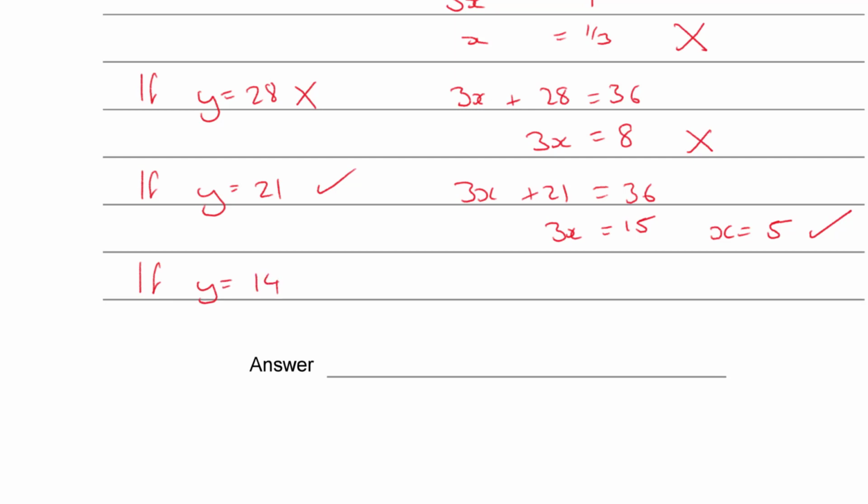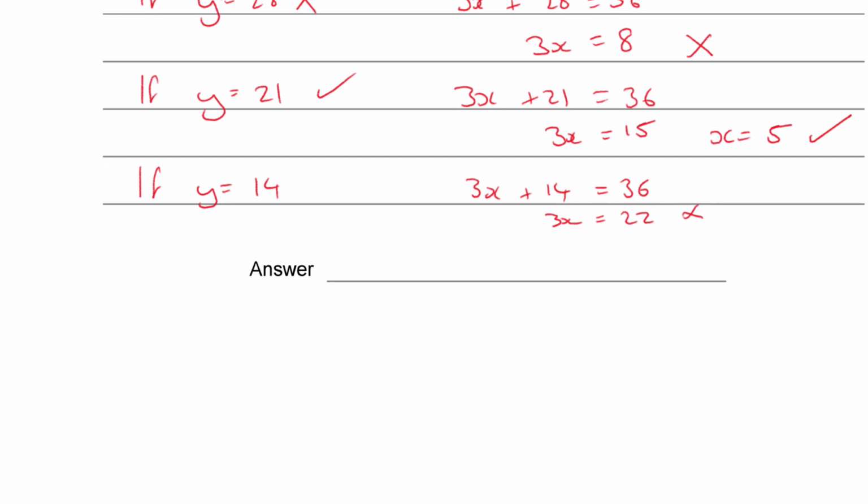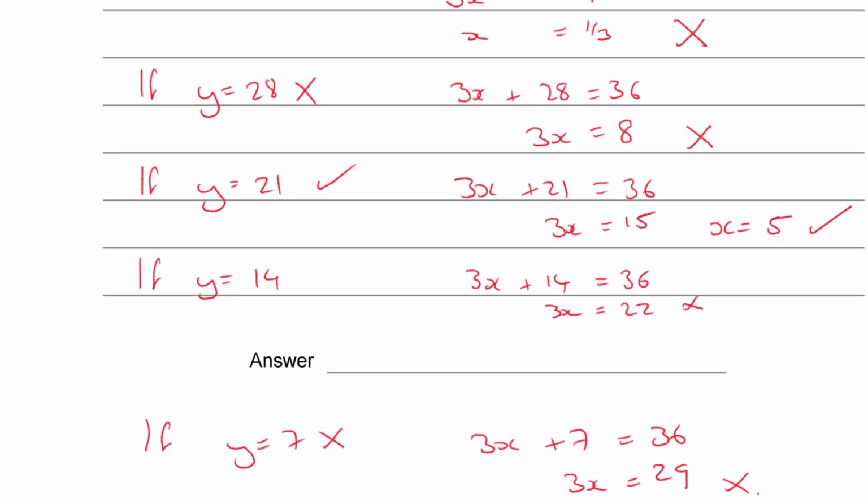So if y was 14, 3x plus 14 would be 36. That would make 3x equal to, difference between 36 and 14 is 22. That doesn't work. 22 is not divisible by 3. And then finally, if y is equal to 7, then 3x plus 7 is 36, making 3x equal to, take 7 away from both sides, 29. Is 29 divisible by 3? No. So it's not 7 either. Okay, so the only possibility then is this one. Y is 21 and x is 5.